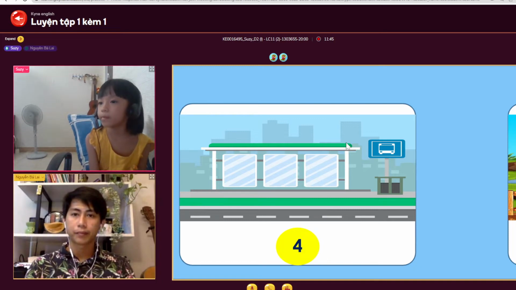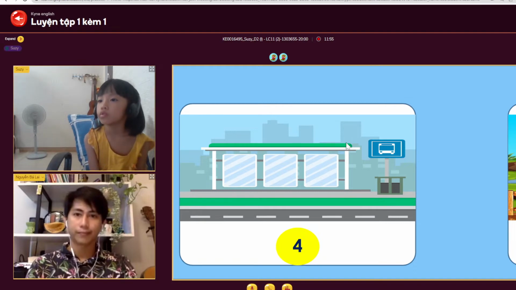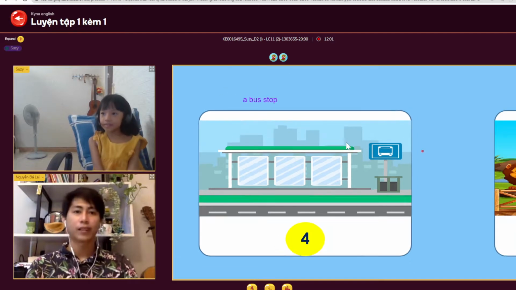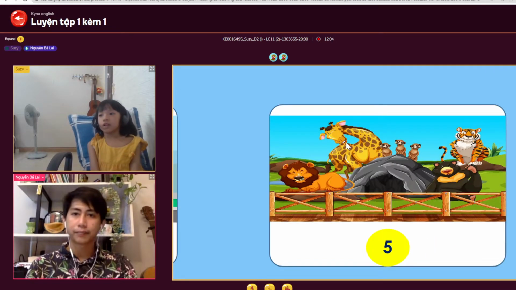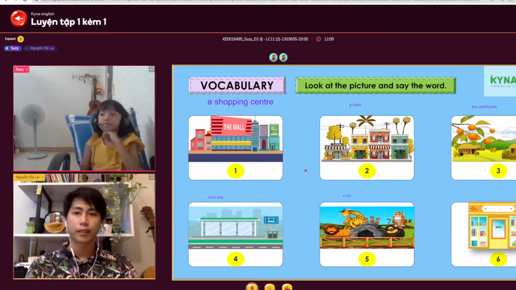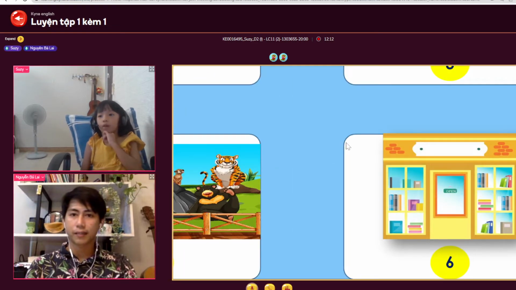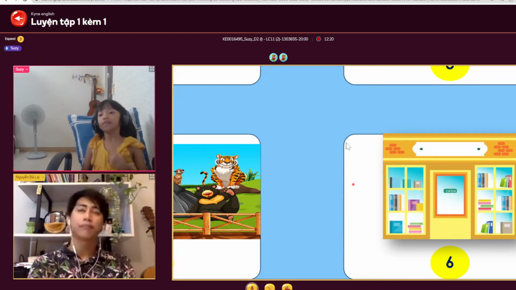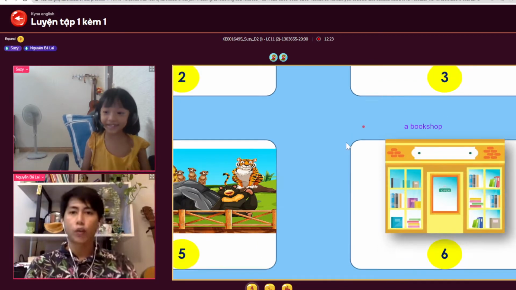A bus stop. Can you spell it? B-U-S S-T-O-P. Correct. What is this place? A zoo. A-Z-O-O. What is this place, number six? A bookshop. I know, I just spelled that. A-B-O-O-K-S-H-O-P. Correct? Yeah, it's correct.